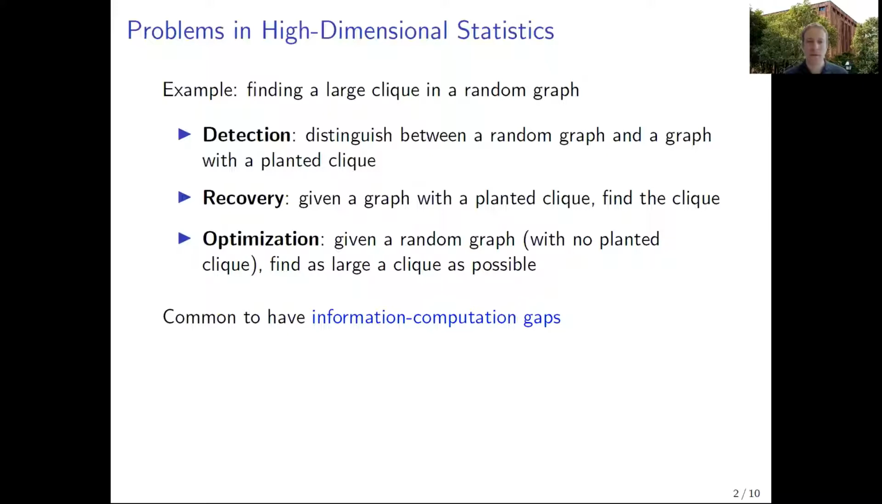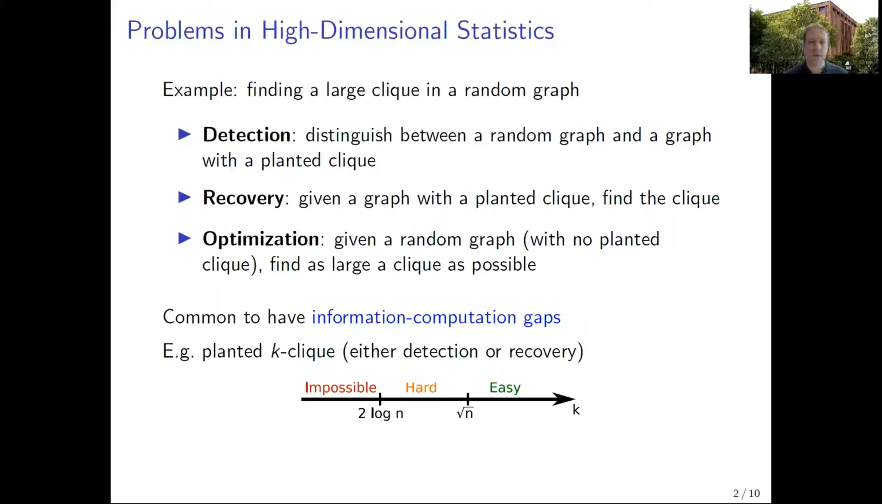Problems of this flavor often have a gap between what is possible information theoretically and what is possible with a polynomial time algorithm. For instance, in the planted clique problem, it's possible to detect a clique as soon as its size exceeds 2 log n, but we only know a polynomial time algorithm to detect a much larger clique of size roughly square root of n. We would like to understand what fundamentally makes problems easy versus hard, and amass concrete evidence for why no algorithm should exist in the conjectured hard regime.